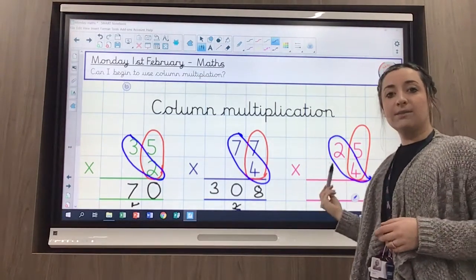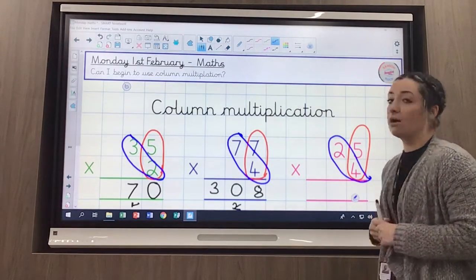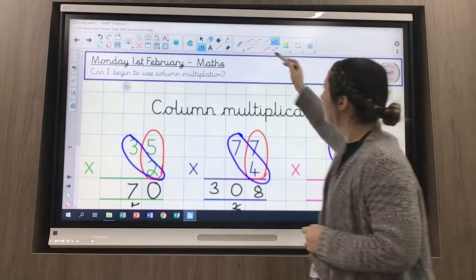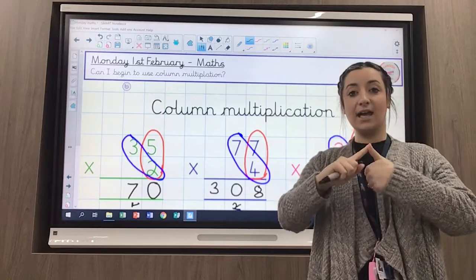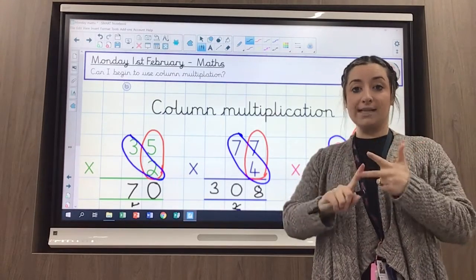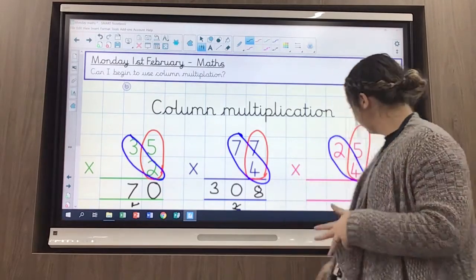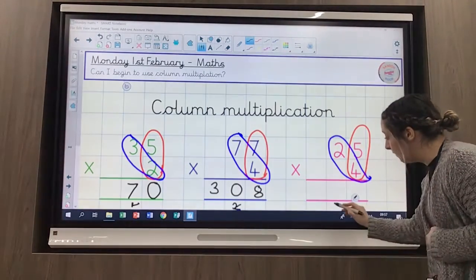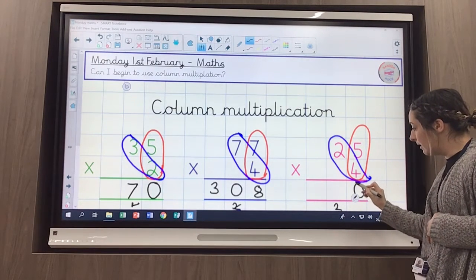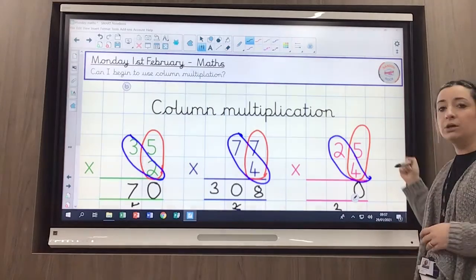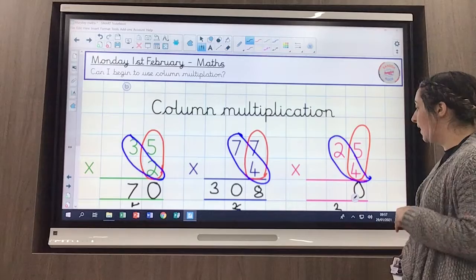So moving back onto my ones, what were the two numbers that I need to multiply? Well, I've got 5 and a 4, so I need to multiply 5 and 4 together. So 1 times 5 is 5, 2 times 5 is 10, 3 times 5 is 15, 4 times 5 is 20. Okay, so I've got a 2-digit number, so my 2 goes across and my 0 goes in my ones column.